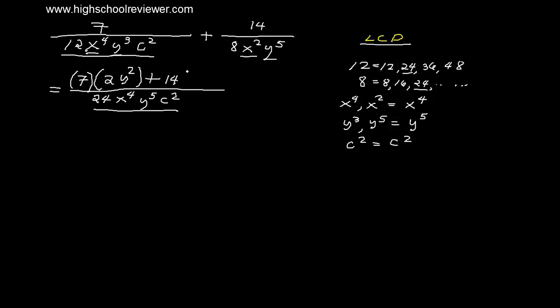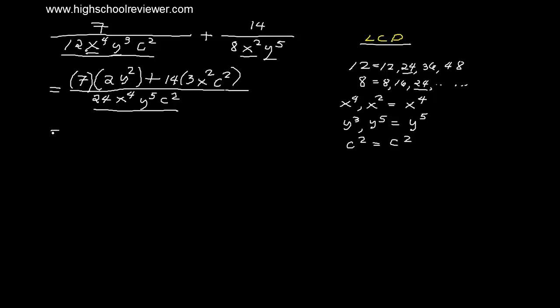This will be multiplied by the quotient. Our quotient will be 24 divided by 8, that will be equal to 3. X raised to the 4th divided by x raised to the 2 will be x raised to the power of 2. Y raised to 5 divided by y raised to 5 is equal to 1. And then we have c raised to the power of 2.